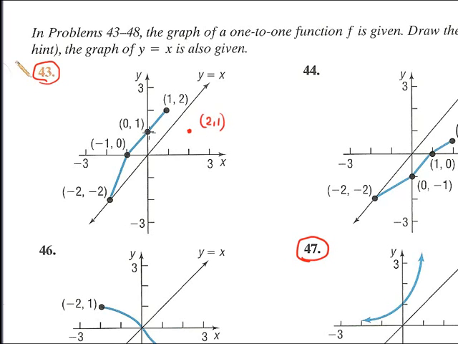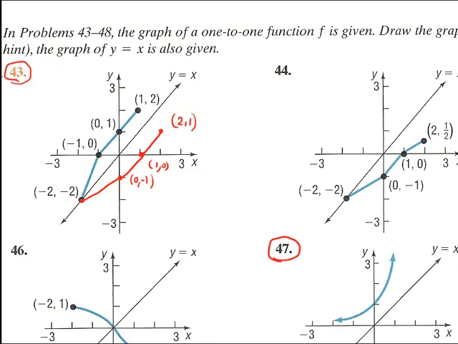This point is 0, 1, and the inverse would be 1, 0 here. This point is negative 1, 0, and the inverse is 0, negative 1. And this point is negative 2, negative 2, so it stays the same. Now the graph looks like that. It is obvious that it is symmetric about the line y equals x.